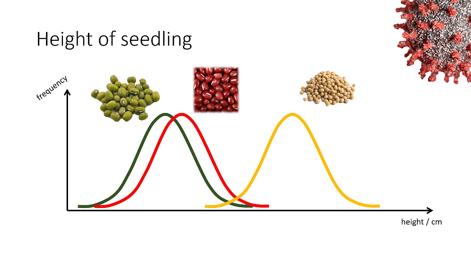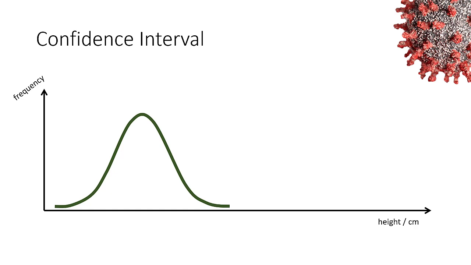Most likely you will tell me that you are more confident that the soya bean seedling is taller than the green bean seedling, while the red bean seedling, it might just be due to random chance. So in science, we make our conclusion based on this thing called confidence level or confidence interval.